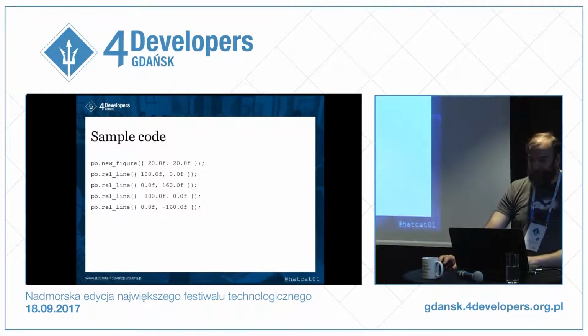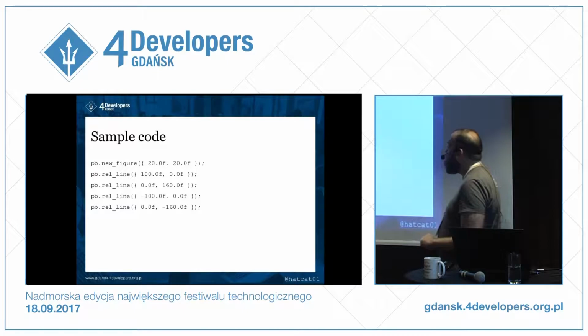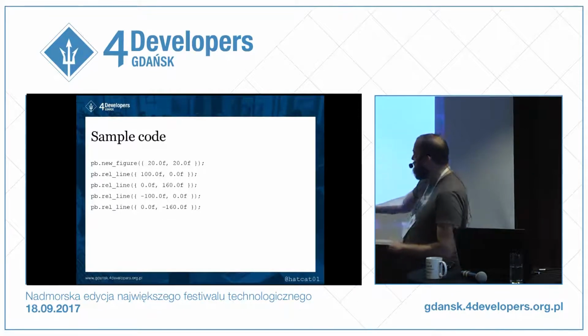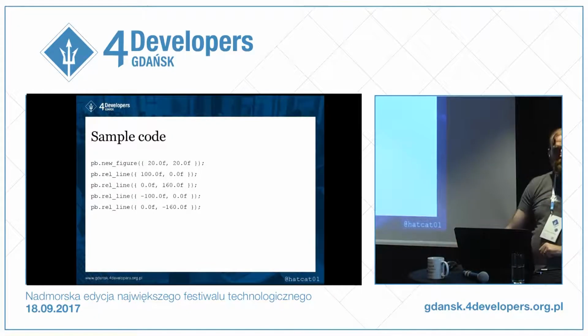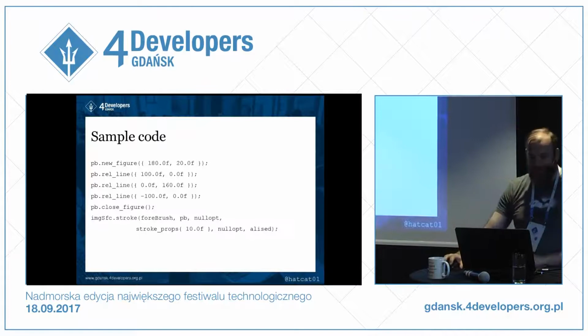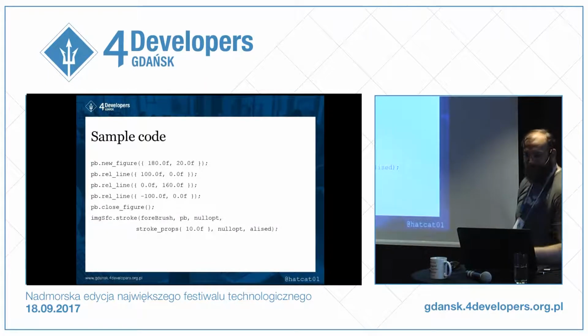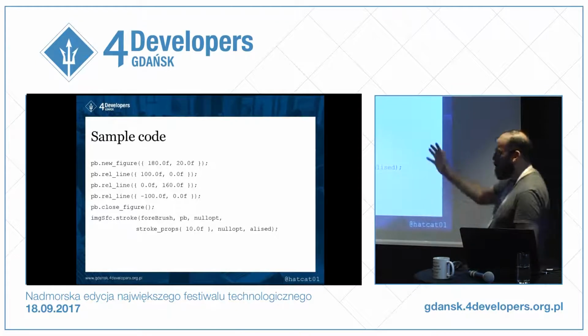Right, let's try something else. So we're going to draw 2 things now. Here's the first. We've got a new figure. Relative line, 100 along, 160 down, 100 back, 160 up. Here's the second. New figure, 100 along, 160 down, 100 back, and then close the figure. Stroke it. We're good.